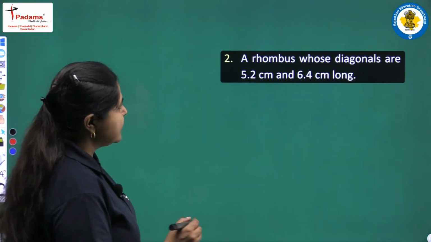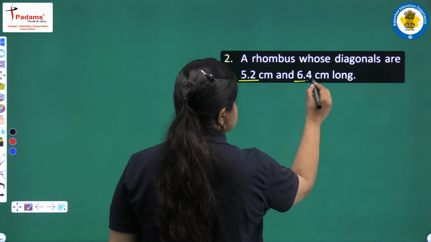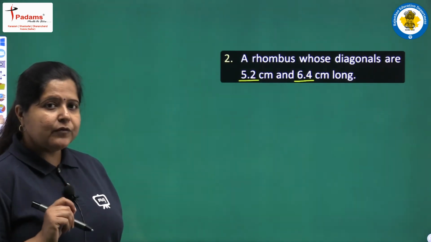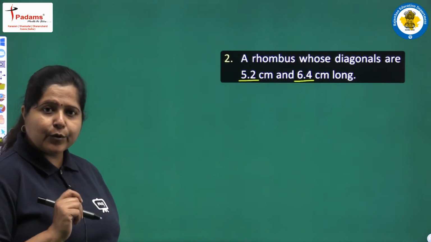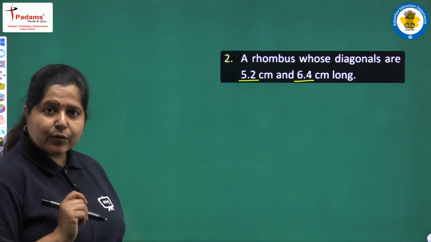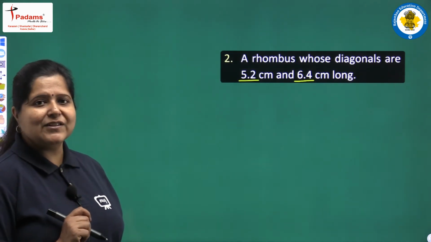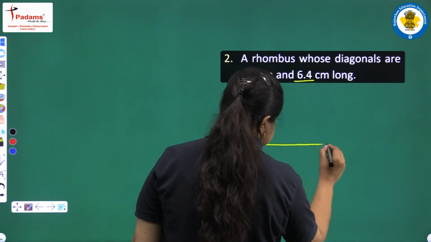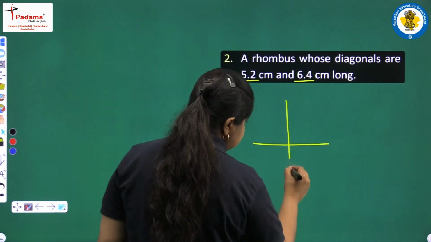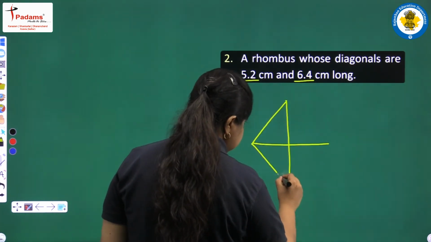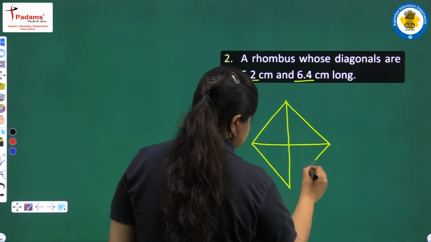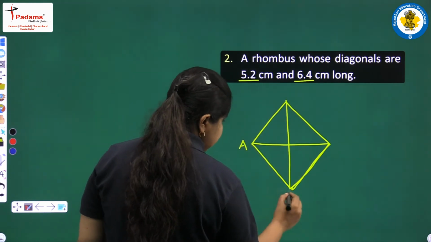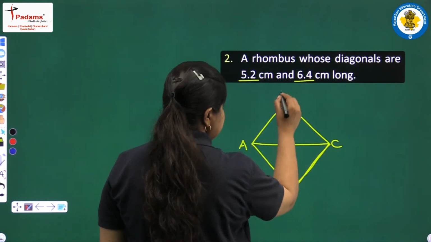A rhombus whose diagonals are 5.2 centimeter and 6.4 centimeter long. Again, we have been given only two diagonals, and so we will be using the property of diagonals of a rhombus, which is that the diagonals of a rhombus are perpendicular bisectors of each other. So first of all, we will take one of the two diagonals and then the other diagonal, and then we get the rough sketch in this way. Let us name it as A, B, C and D.